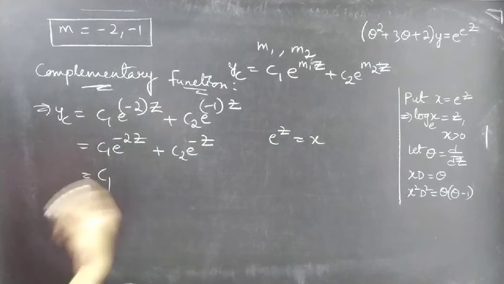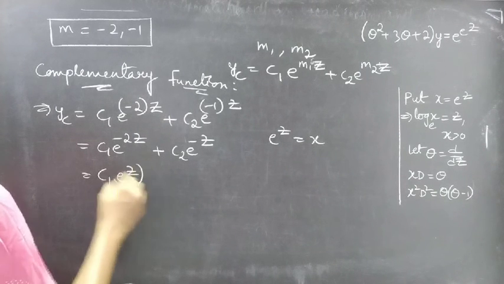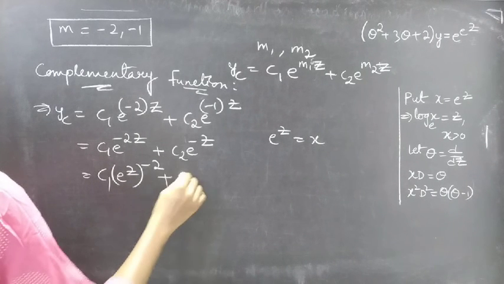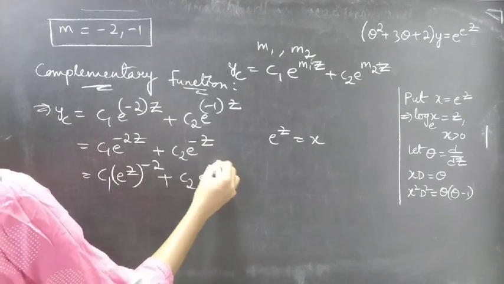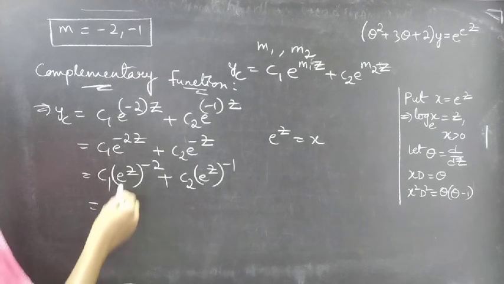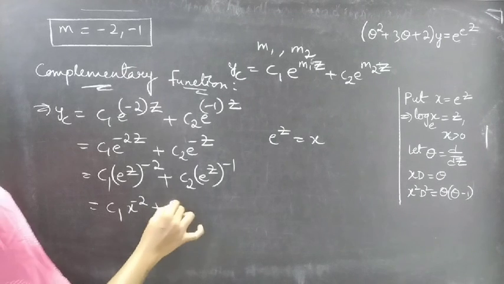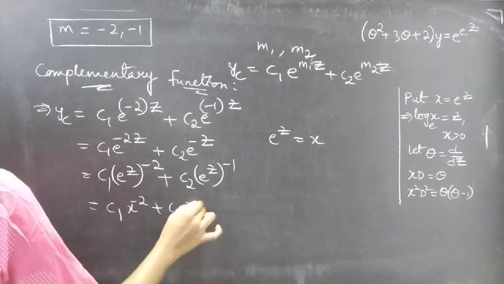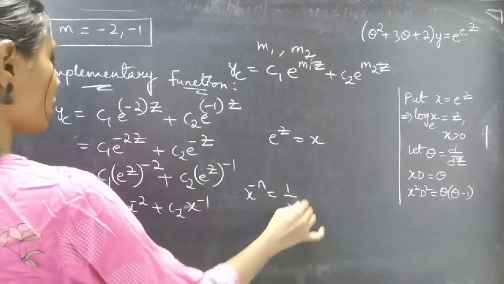In order to replace e power z by x, we'll write e power minus 2z as e power z whole power minus 2, plus c2 into, we'll write e power minus z as e power z whole power minus 1, right? This equals c1. Now replace e power z by x, we'll get x power minus 2 plus c2 x power minus 1. We know that x power minus n is 1 by x power n.